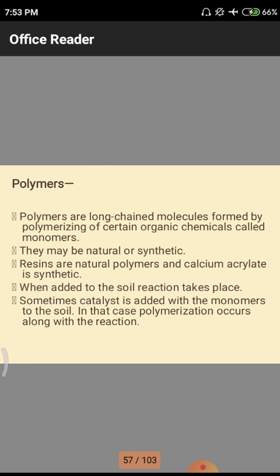Sometimes catalysts are added with the monomers to the soil. Polymerization occurs along with certain chain reactions. Normally, the catalyst's duty is to increase the rate of reaction and give more bonds between the particles. Whenever we use these catalysts in the reaction, the rate of reaction increases and automatically strength also increases. So these catalysts are used in the process of soil stabilization to improve the densification properties, strength properties and layer formation.